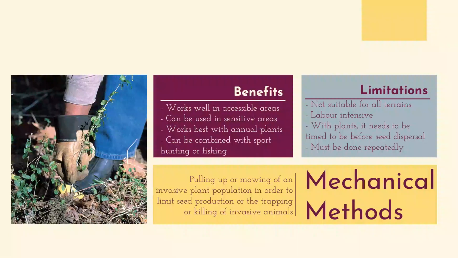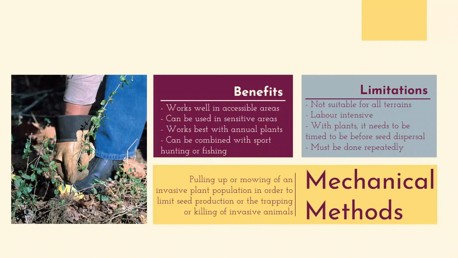First, let's look at mechanical methods to controlling and eradicating invasive species. Mechanical methods often involve the pulling up or mowing of an invasive plant population in order to limit seed production, or the trapping or shooting of invasive animals. Mechanical methods of control work well in areas that are easily accessible with easily navigable terrain. They can also be used in environmentally sensitive areas because they are targeted methods that pose minimal or no harm to other species in the community.